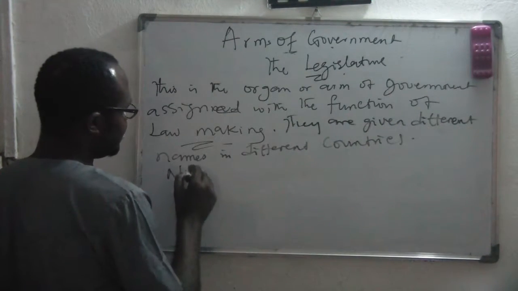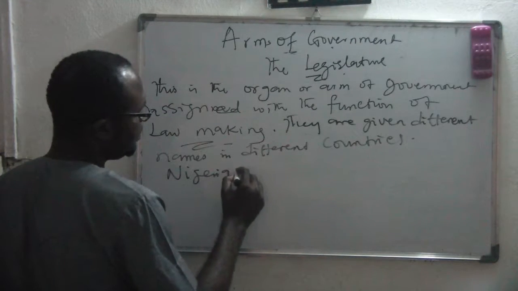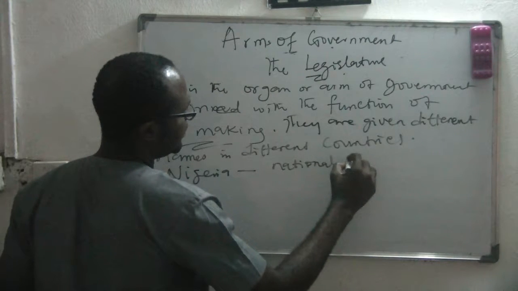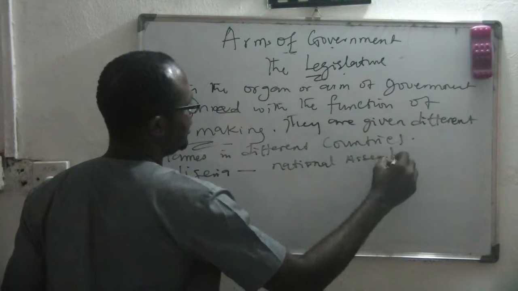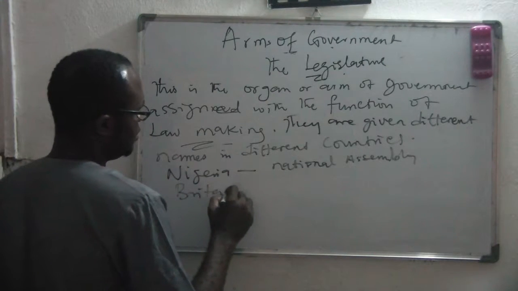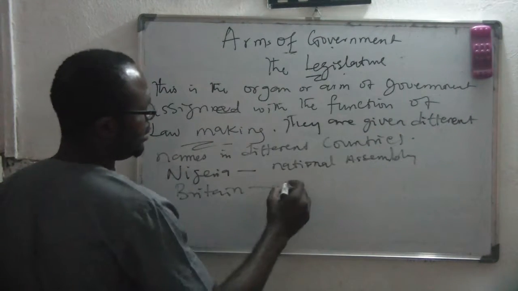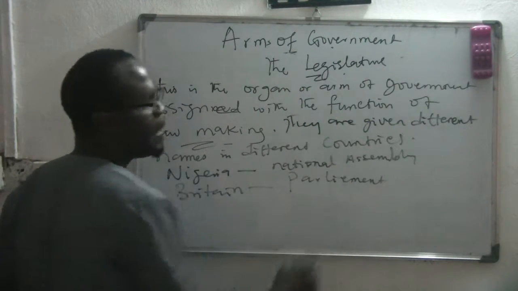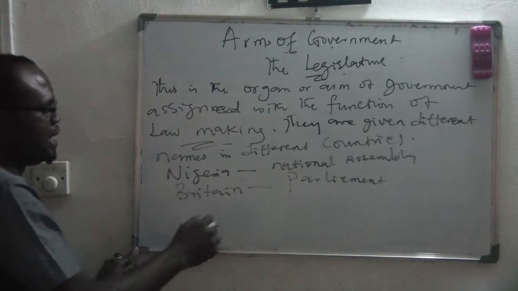So in Nigeria, they are called the what? National what? National Assembly. In Britain, the legislature is called the what? Parliament. In Britain, they are called the Parliament.